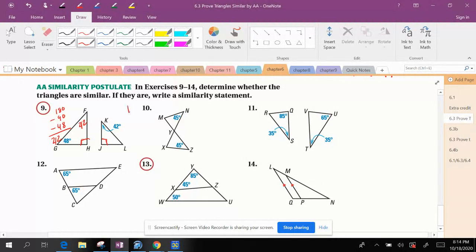So if I do the same thing to my other box, angle, oh my gosh, little corner. When I do the same type of math for the smaller triangle, and I subtract it all, I get 48 degrees.